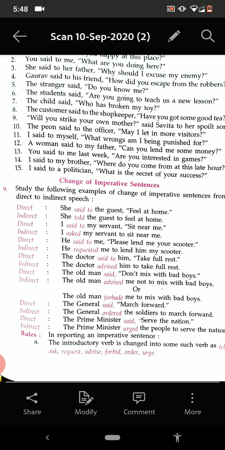And now see, there are many examples. You can read them and then tomorrow we shall try to solve the exercise on the basis of these.